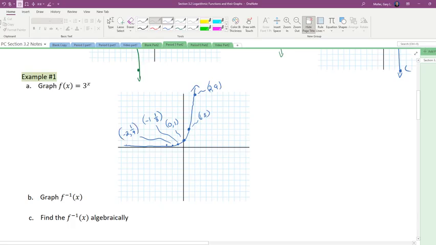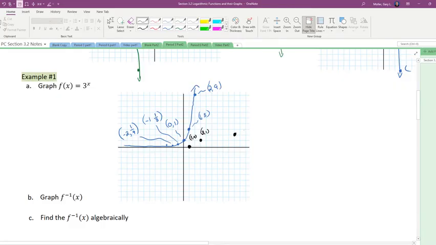All right, now what we want to do is graph the inverse of this function, and graphing the inverse should be as simple as just swapping the x and y values, because that's what an inverse does. It swaps the domain and range. So let's go ahead and do that. 0, 1 becomes 1, 0. 1, 3 becomes 3, 1. 2, 9 is 9, 2. 1, 2, 3, 4, 5, 6, 7, 8, 9, and 2.